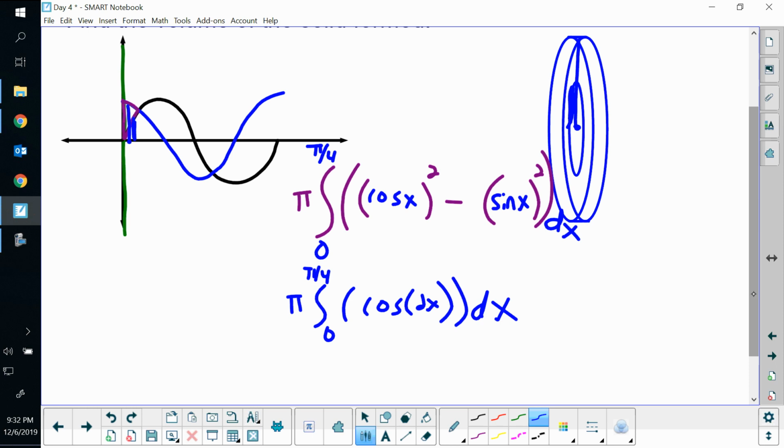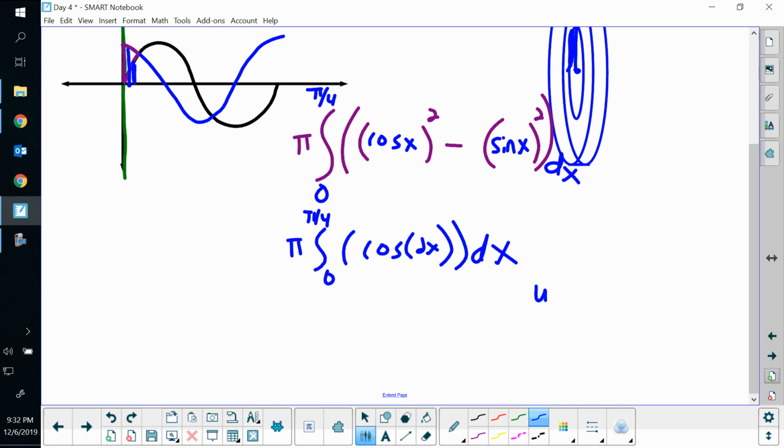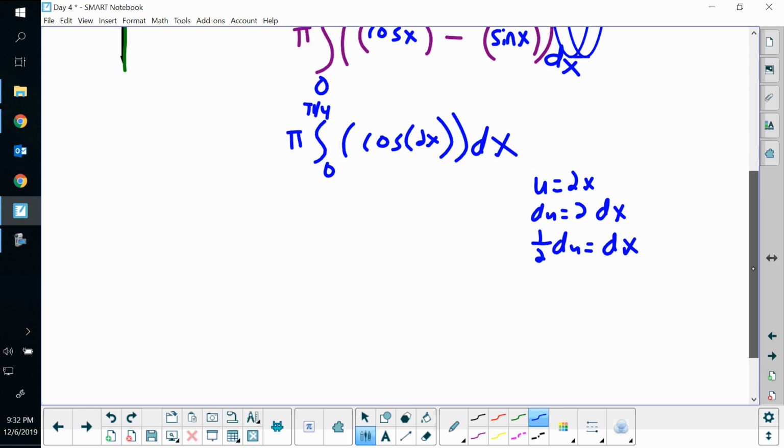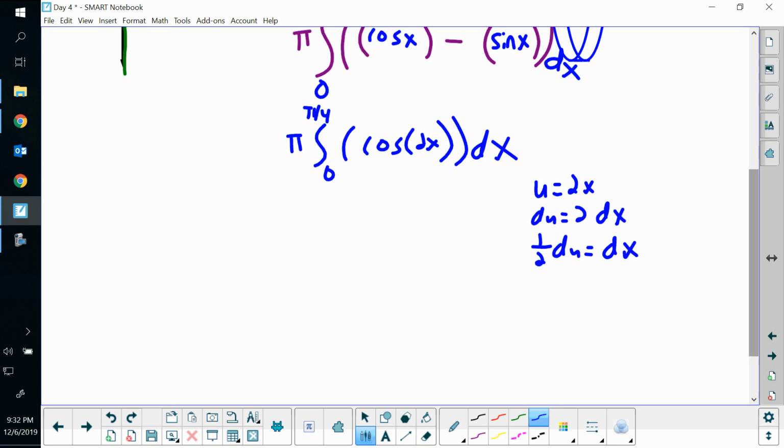Because of that, now we can do this antiderivative. We can do a little u substitution. So we'll let u equal 2x. du will equal 2 dx. Our leftover is just dx, so we've got to correct by a half. So we are going to have pi. Our integral values switch for our u. We've got to double each of those x's to get our u values, so we'll get 0 and pi over 2. This will become cos of u du.